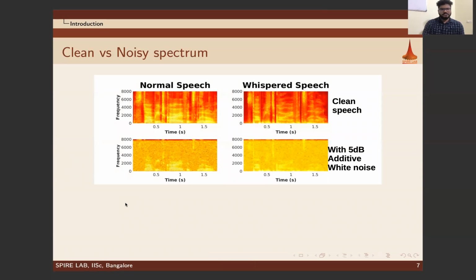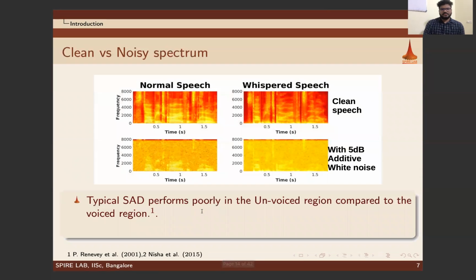Coming to this paper's problem, that is whisper activity detection, which is nothing but identifying whispered speech regions in a typical noisy audio file. It is well shown in the literature that a typical voice activity detection performs poorly in the unvoiced region compared to the voiced region. So due to the unvoicedness of whispered speech, it is more challenging to detect whispered speech in a noisy audio file compared to voiced neutral speech.